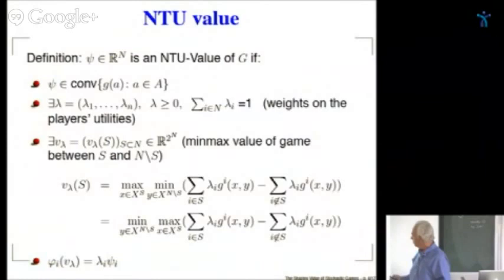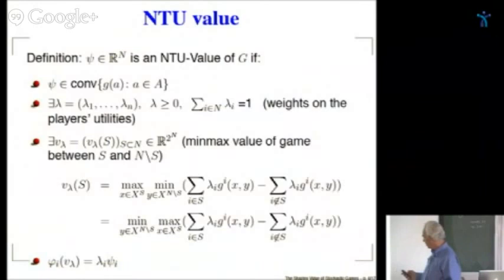If you for a moment ignore these lambdas, so what's being said here, I take the min-max value of a zero-sum game in which all the players in S add up what they can get, and we subtract what all the players not in S can get. In other words, when a choice is made of a strategy by the members of S, and there's an opposing choice by the players not in S, that determines the payoff. And I'm going to add up the payoff to all the members of S, subtract the payoff of all the members not in S. So in some sense, if S and N minus S are going to fight it out, this is going to be the payoff.